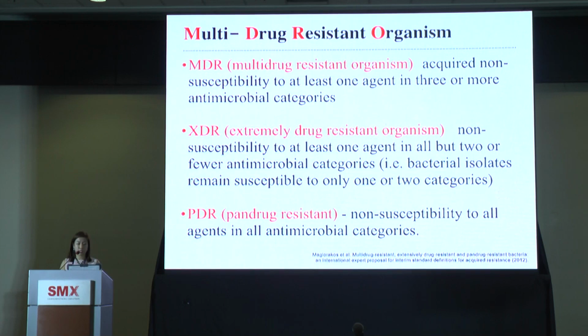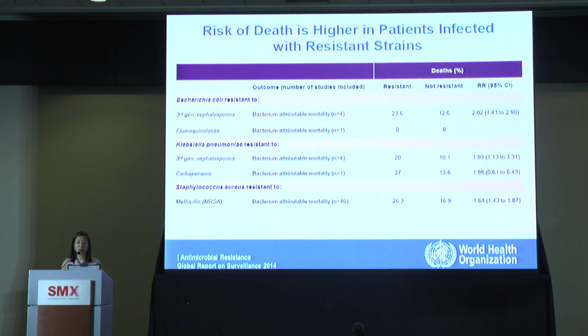MDR organisms, in contrast to XDR, or extremely drug-resistant organisms, which pertains to non-susceptibility to at least one agent in all but two or fewer antimicrobial categories. Meaning microorganisms or bacterial isolates which remain susceptible only to one or two categories of antimicrobials. And lastly, we also have pan-drug resistant organisms, or organisms with non-susceptibility to all agents in all antimicrobial categories. As we all know, MDROs are associated with a higher risk of death in patients infected with resistant strains, as shown in this World Health Organization figure.